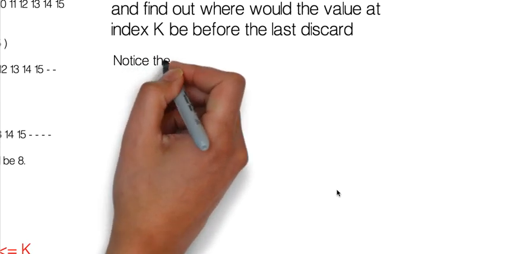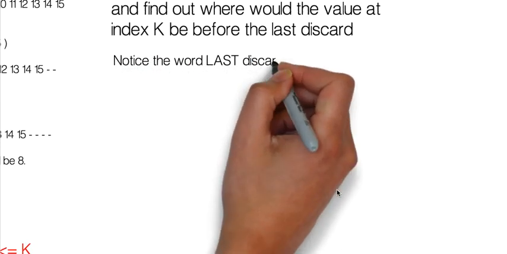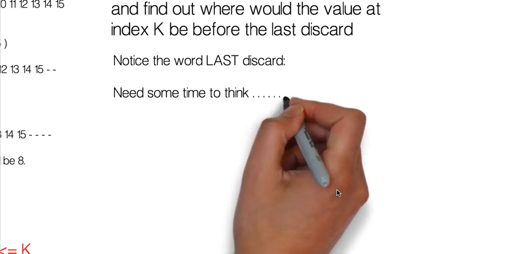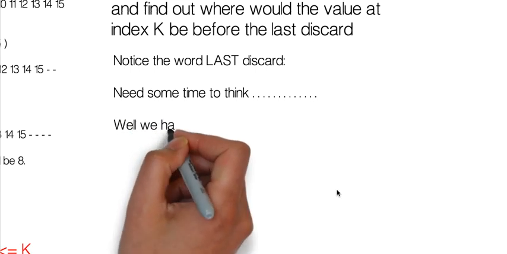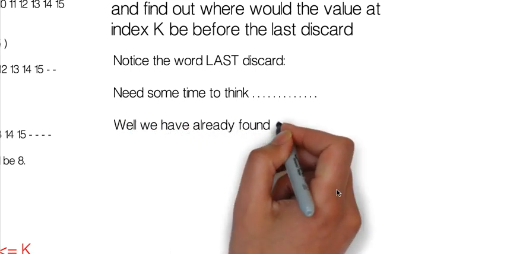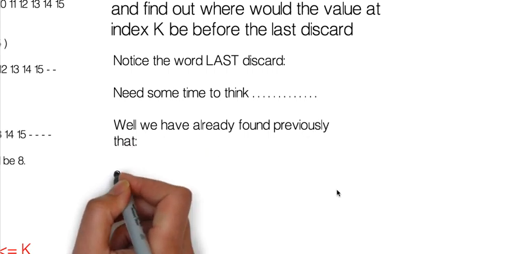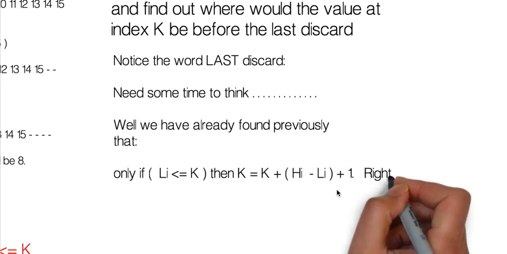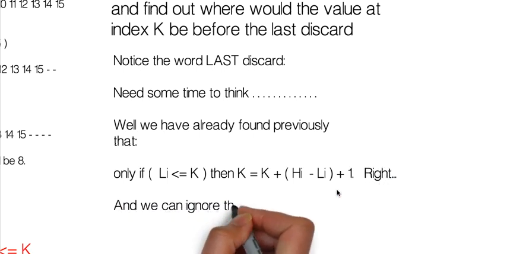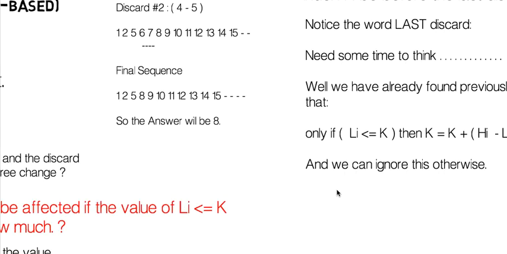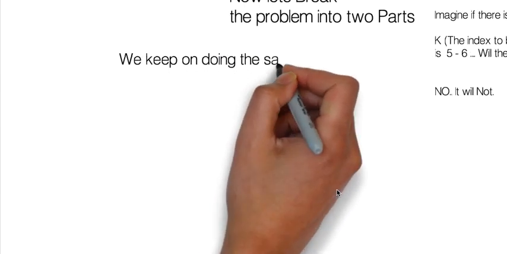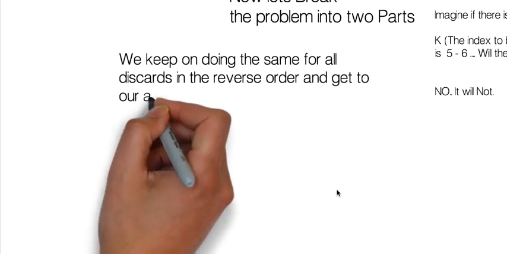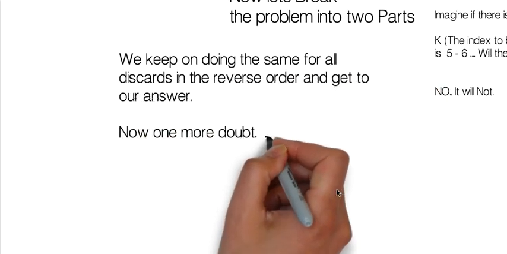And yes, we have established this earlier. If we just focus on the words last discard, we have already established that only if li is less than or equal to k, then k becomes k plus hi minus li plus 1. Otherwise, we can ignore the effect of the discard. And if we keep on repeating the same for every discard, such that it is the last discard, in the reverse order, we get to our answer.